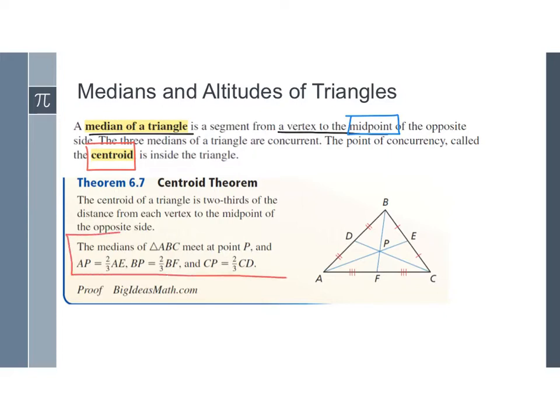The medians of triangle ABC meet at point P, and AP is 2/3 of AE, okay? BP is 2/3 of BF, and CP is 2/3 of CD.